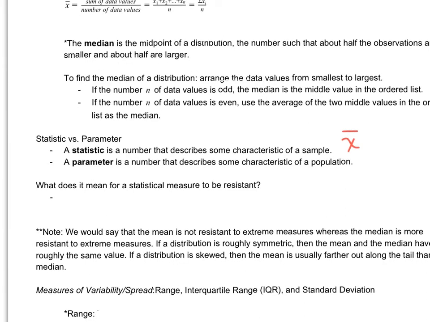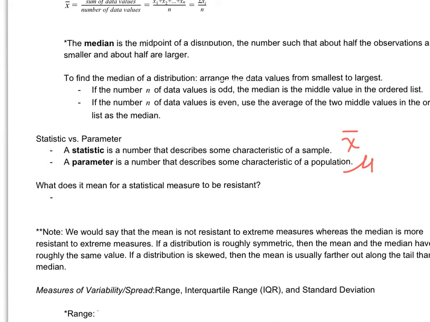Now, if we're talking about the mean of an entire population, so the parameter would be mu. Okay, it's the Greek letter mu. Again, a statistic comes from a sample. A parameter comes from a population.